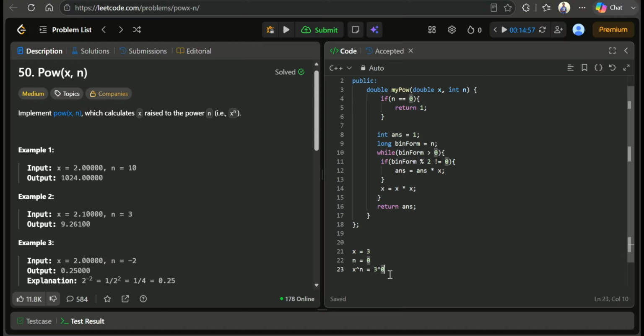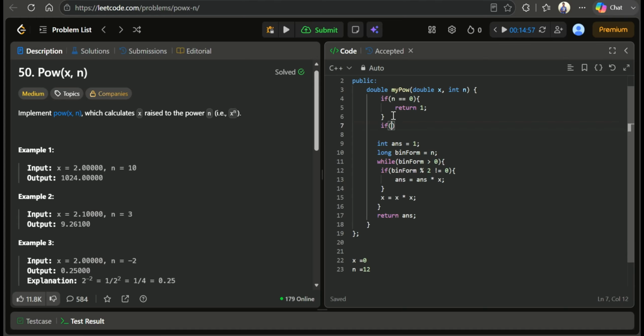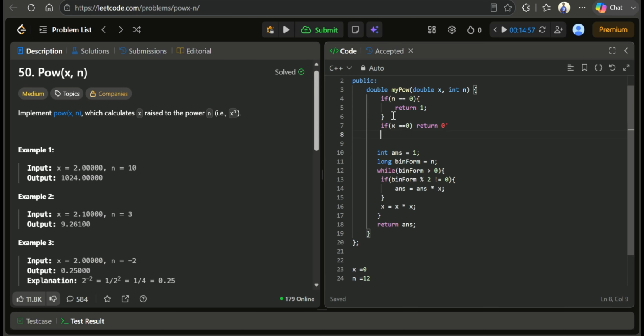Now, the other thing is, what if your x is 0 and n is, let's say, some value like 12, right? So 0 to the power 12 is basically going to be 0. So whatever number you have, when x becomes 0, you will simply return 0 from there.